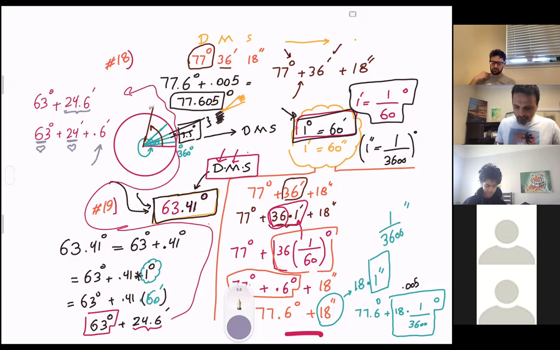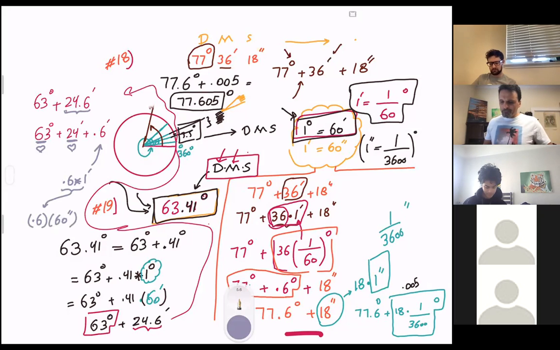0.6 minutes, I'm gonna write 0.6 multiplied by 1 minute. So I'm gonna continue this part. Instead of 1 minute, 0.6 multiplied by 60 seconds, because 1 minute equals 60 seconds. 0.6 times 60, it will be 36 seconds. Good. So now we love this as well.